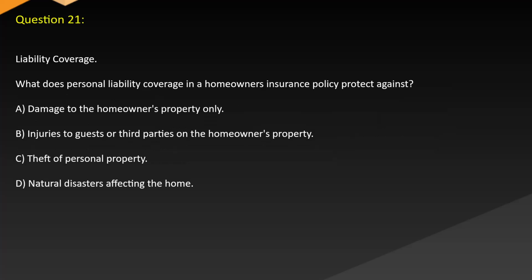Question 21. Liability coverage. What does personal liability coverage in a homeowner's insurance policy protect against? A. Damage to the homeowner's property only. B. Injuries to guests or third parties on the homeowner's property. C. Theft of personal property. D. Natural disasters affecting the home.